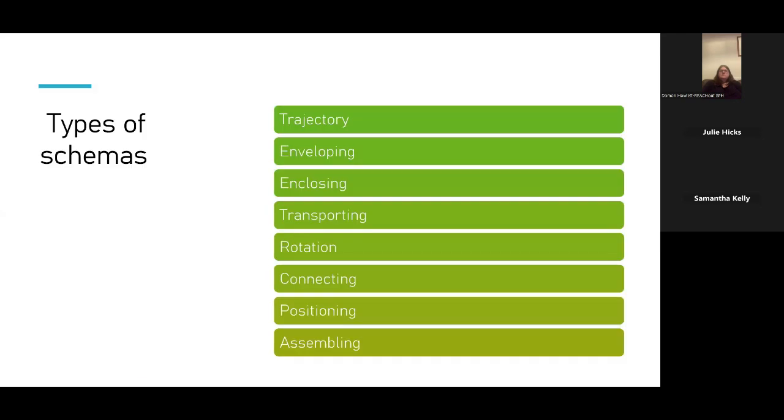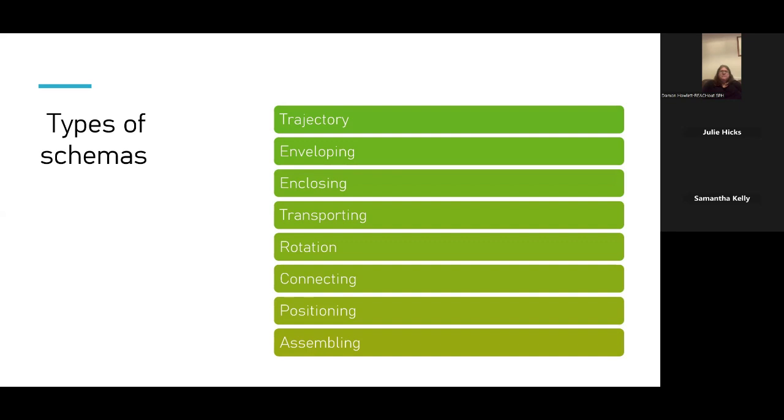Now, there are lots of different types of schemas. If you do a Google search, you'll come up with loads, and it seems to be getting more and more all the time. I really don't want anyone to get hung up on particular types of schemas. It's not massively important to get hung up on the terminology. I've just picked the most popular.